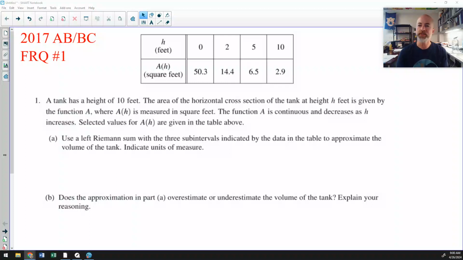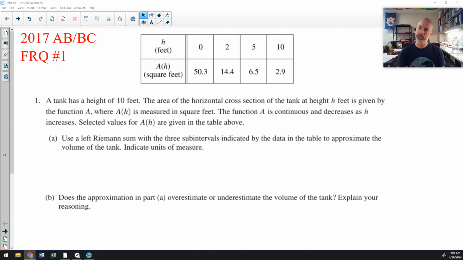Let's look at the 2017 AP Calculus A, B, and BC free response question number 1, and I will link a PDF of the questions below this video. We have a tank. We don't know what it's holding, but we have a tank. The tank is 10 feet tall, and we have a table that provides the cross-sectional area at 4 different heights, at the very base, 2 times in the middle, and then at the very top.